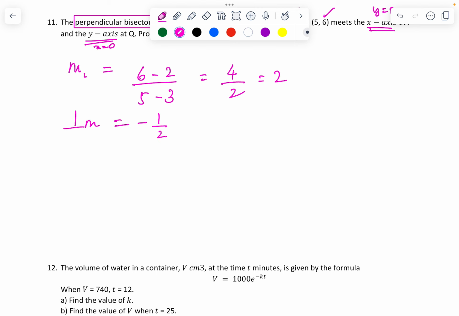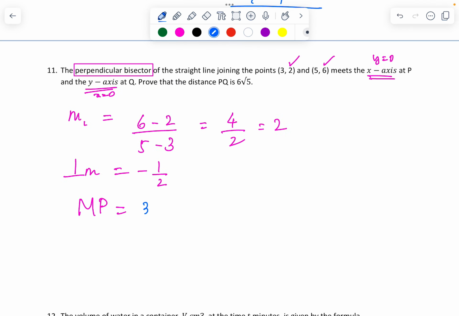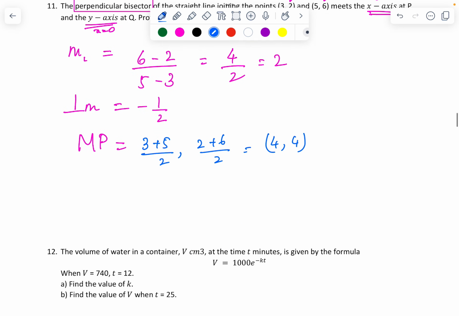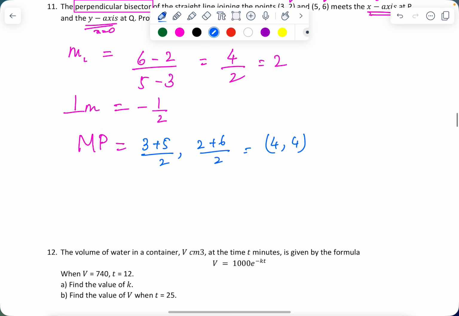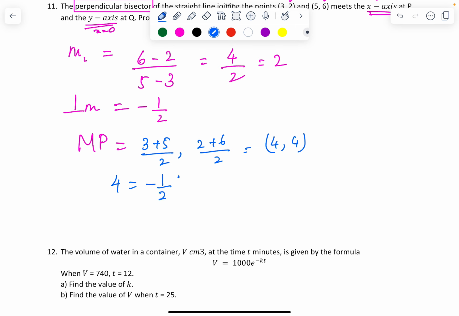Now he said bisector, which is the midpoint. We also need to find the midpoint. How do I find the midpoint? x1 plus x2 over 2, comma y1 plus y2 over 2. This gives us 4, comma 4. Now I am going to substitute the gradient and the midpoint into y equal to mx plus c. So y equal to mx plus c, m is negative 1 over 2, x is 4. So we will get c as 6.